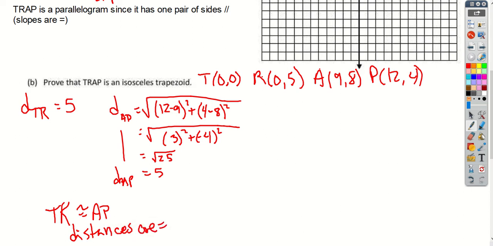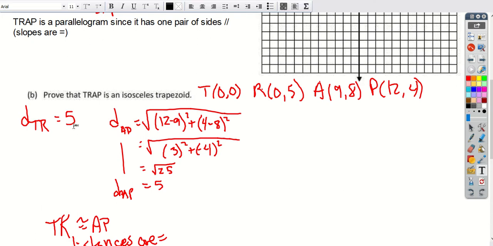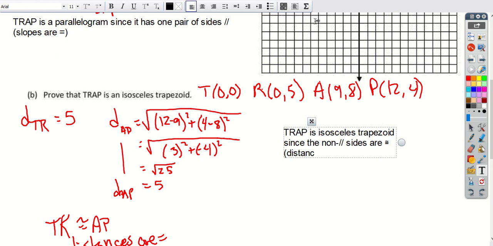And then we're going to go ahead and make our statement. TRAP is an isosceles trapezoid since the non-parallel sides, also known as the legs, are congruent. And how do we know that? Because the distances are equal.